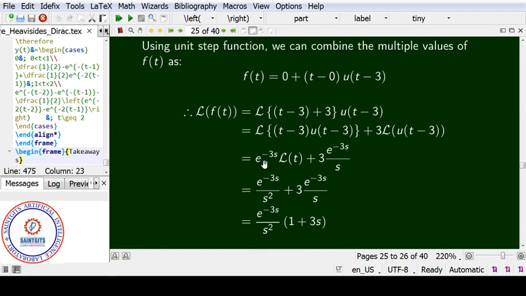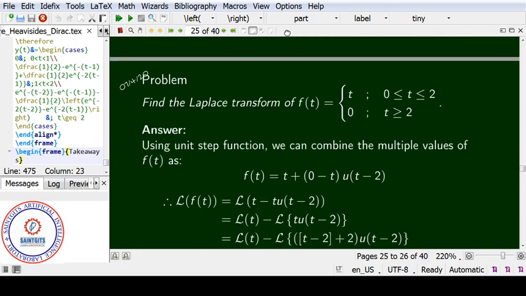That is equal to e raised to minus 3s into L of t, plus 3 into L of u of t minus 3, which is e raised to minus 3s by s. The Laplace transform of t is 1 by s square. So e raised to minus 3s into 1 by s square, or e raised to minus 3s by s square, plus 3 into e raised to minus 3s by s. Taking the LCM and e raised to minus 3s outside, it is e raised to minus 3s by s square into 1 plus 3s. So the Laplace transform of our original function f of t is e raised to minus 3s by s square into 1 plus 3s. That's all. Now we move on to the next problem.